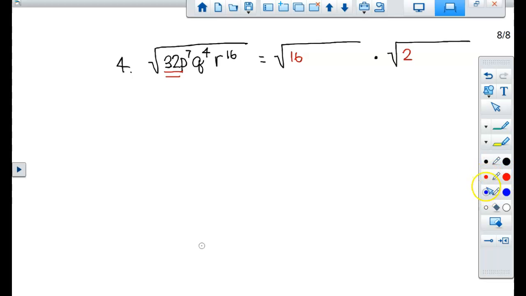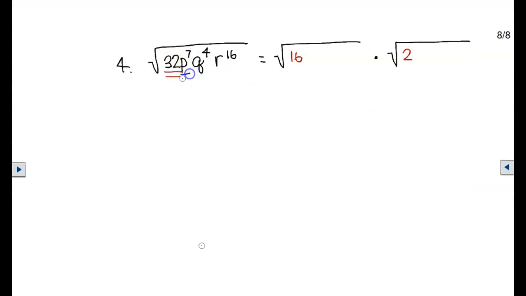All right, now variables, we're going to take one at a time. P to the 7th. Remember, we need an even exponent. So I'm going to get the biggest even exponent that I can get out of the 7th power. The biggest even number I could get out of that would be a 6. So it'll take p to the 6th times p to the 1st to keep me at p to the 7th.